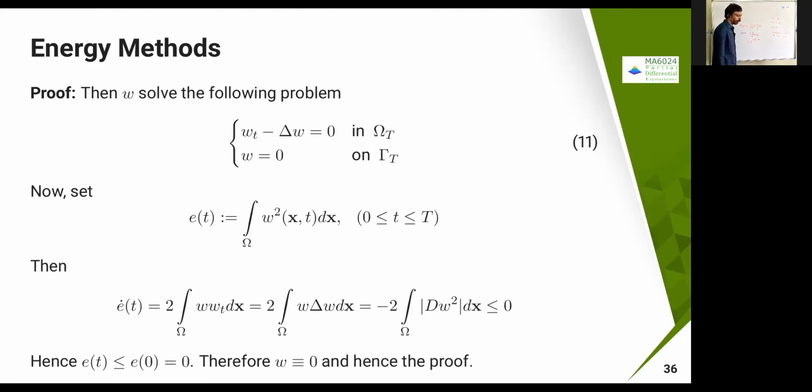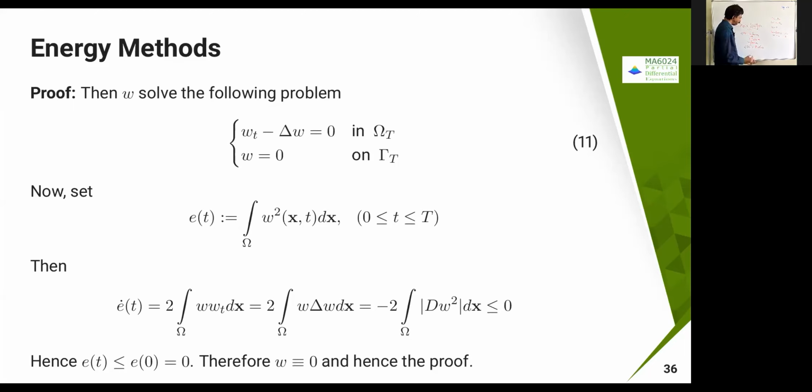But for delta w I can again use integration by parts, and w equal to 0 on gamma t. Therefore, in the integration by parts, the boundary term will not be there, only the interior term will be there. So there will be a minus sign here: minus 2 times the integral over omega of dw into dw, therefore the integral of dw whole square dx is going to come. Therefore, E dot of t is equal to minus 2 times the integral of the gradient of w squared dx.